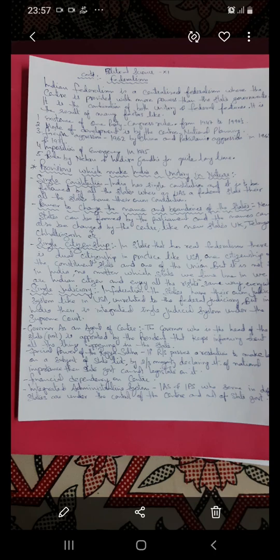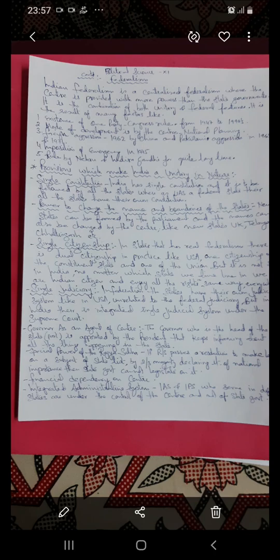Then power to change the name and boundaries of the states is in the hands of the parliament, and that works in the center. So new states can be formed by the parliament and the names can also be changed, if any, by the center. Like our own state, Uttarakhand, is also the example of the formation of a new state. Along with that, Telangana, Chhattisgarh, etc.